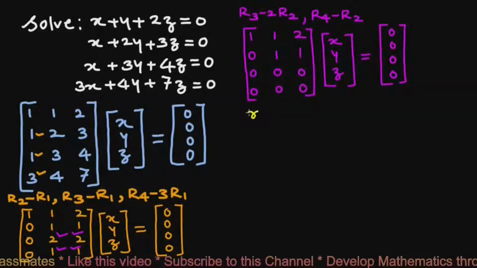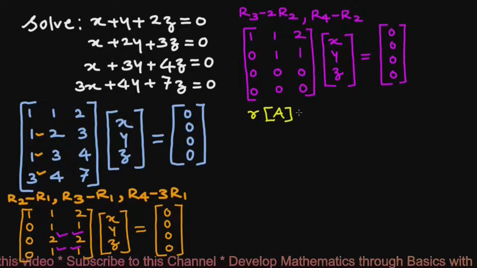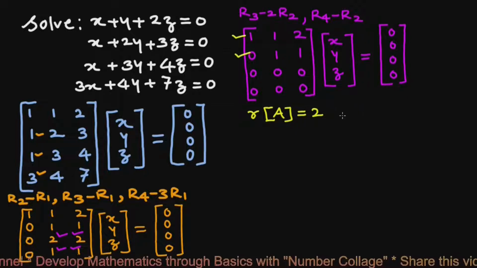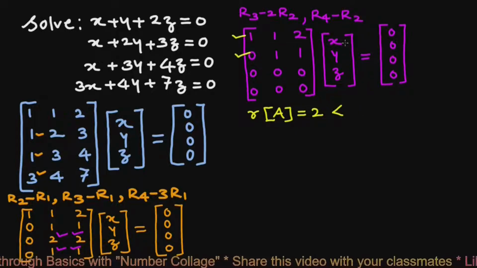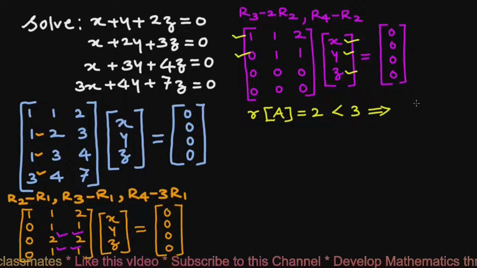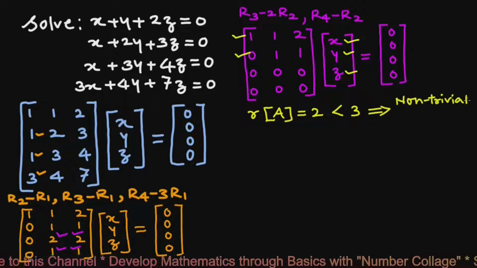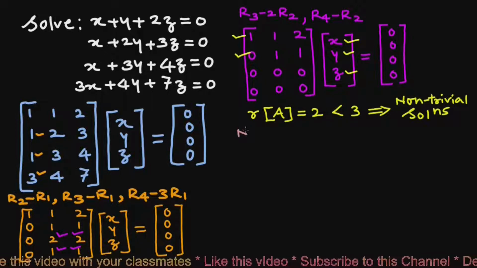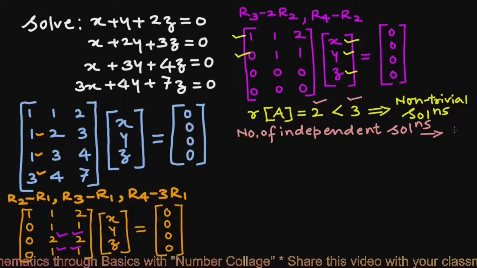So here the rank of the coefficient matrix is 2 because of these two non-zero rows, which is less than the number of unknowns 3, which implies the system of equations has non-trivial solutions. The number of independent solutions will be this 3 minus 2, that is 1.